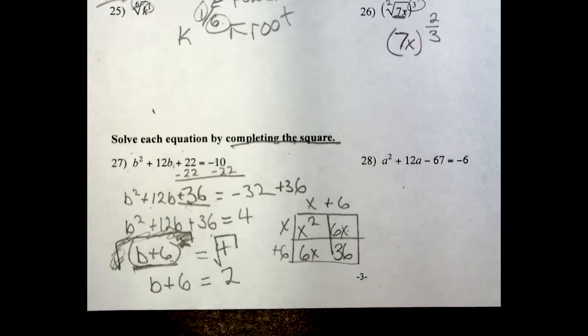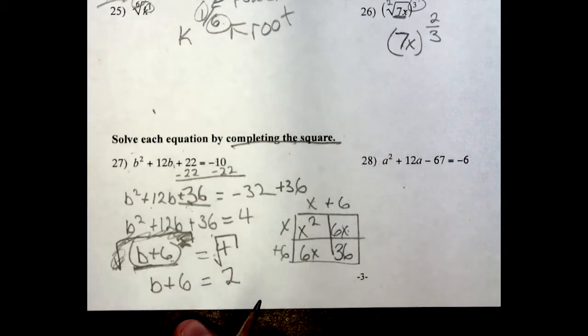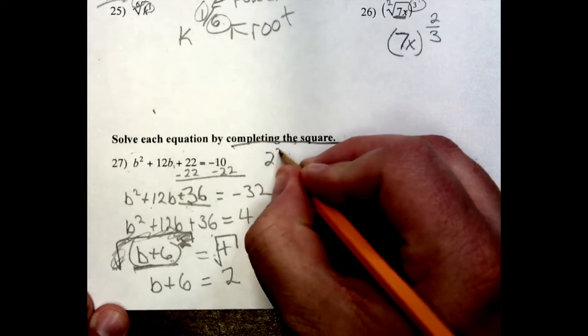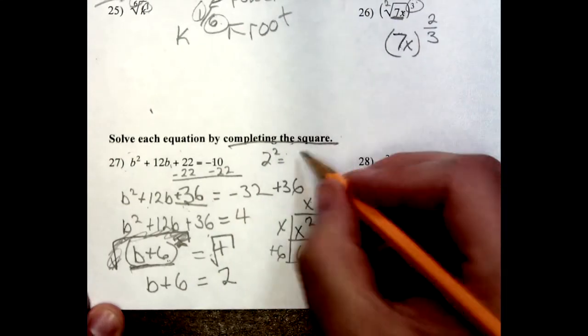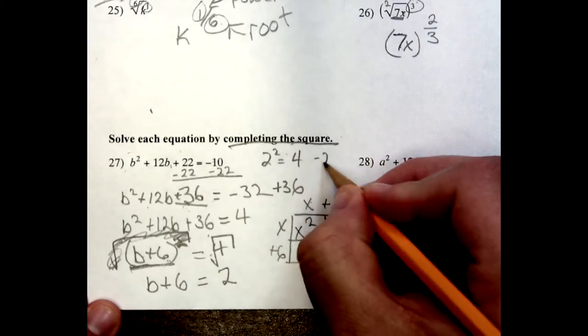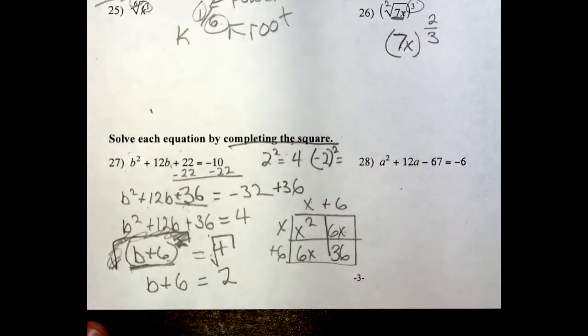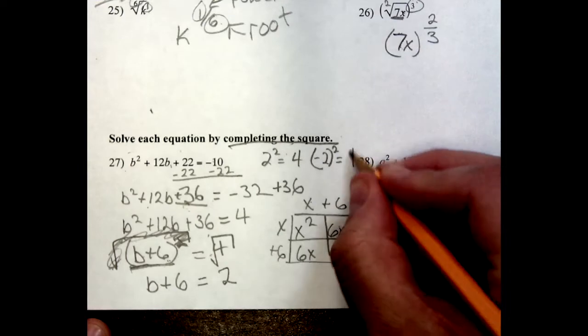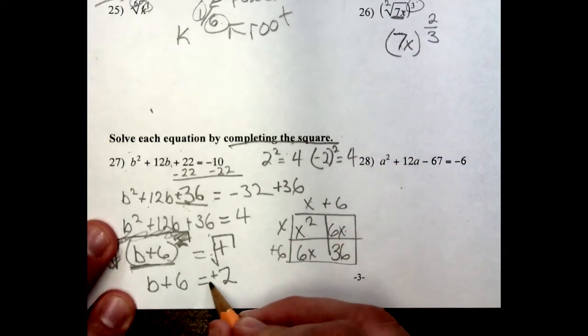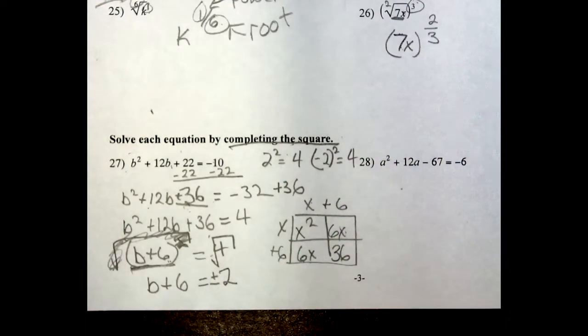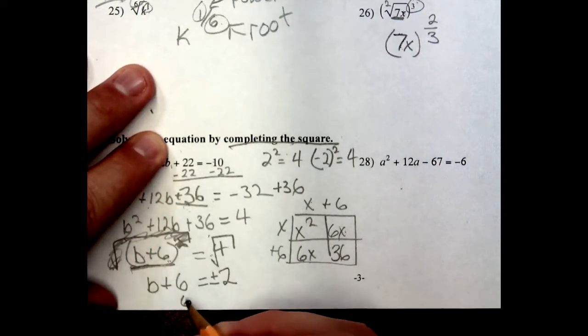Okay. Now here's the other thing that's a little weird. When I take the square root of 4, and we've been kind of ignoring this up until this point, what is 2 squared? 4. Hey, what is negative 2 times negative 2, or negative 2 squared? That's also positive 4. So whenever we take the square root of something and it's a number, technically it's plus or minus that number.